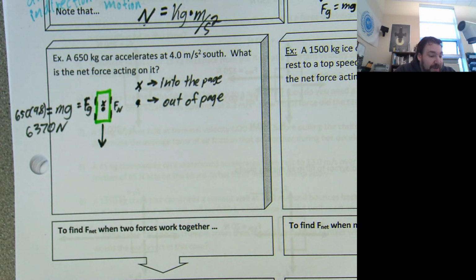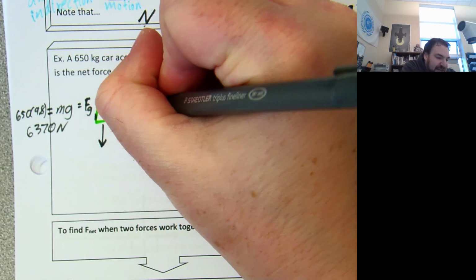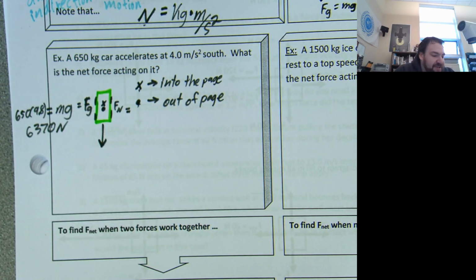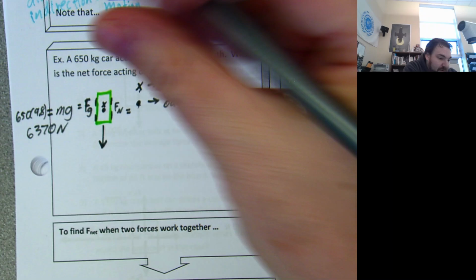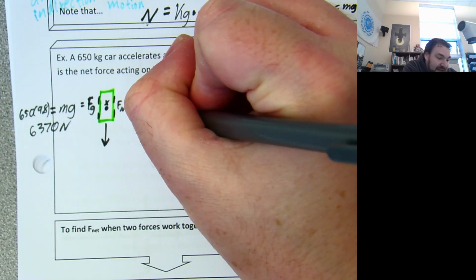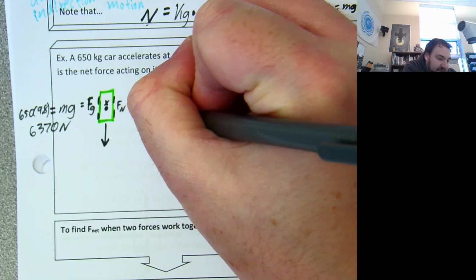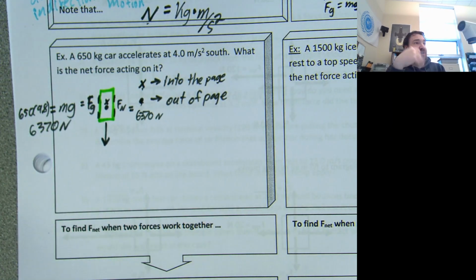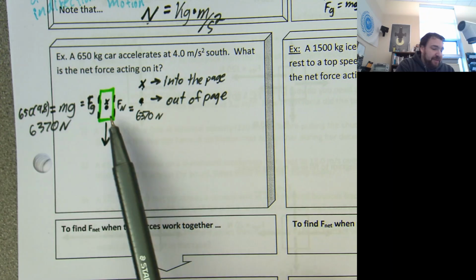And because the car is not being launched into the air or crushed into the ground, Fg and Fn are going to be equal and opposite. So the normal force is going to be what? Well, the value is going to be the same, 6,370. We haven't called a direction positive or negative. We just know it's going to be out of the page.